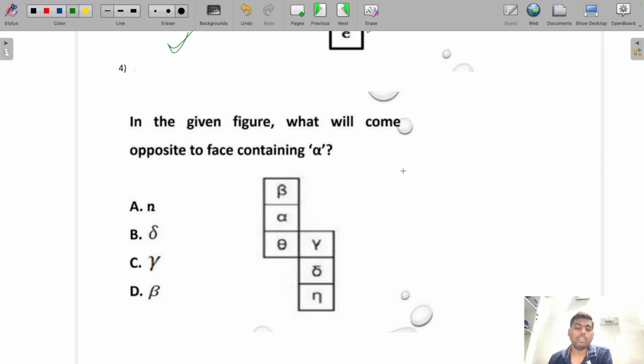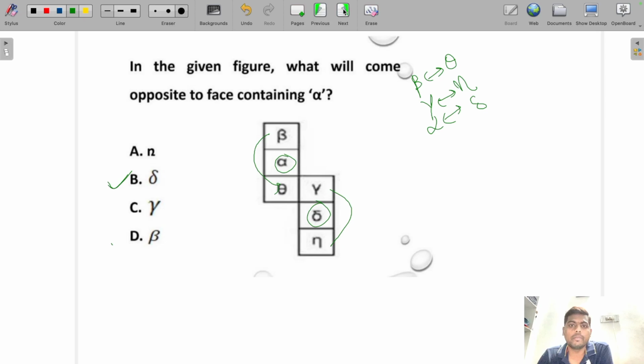Now coming to the next question, in the given figure what will come opposite to alpha, they are asking. For beta, the opposite will be theta, because one gap should come. Again for this one, the opposite will be eta, and for the remaining one, for alpha the opposite will be this one, delta. So it will be this one. I hope you understood till here.